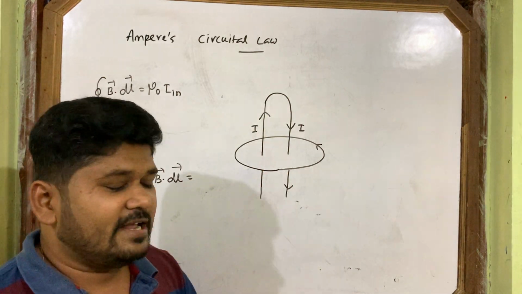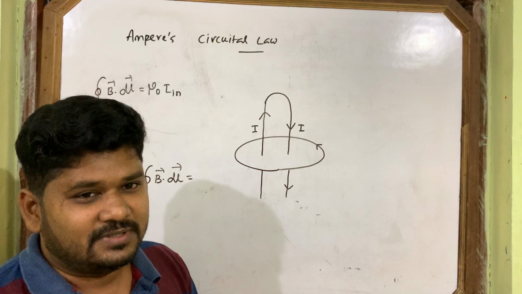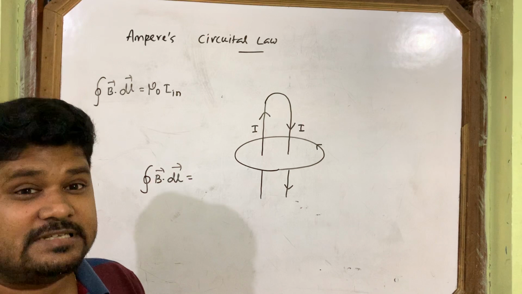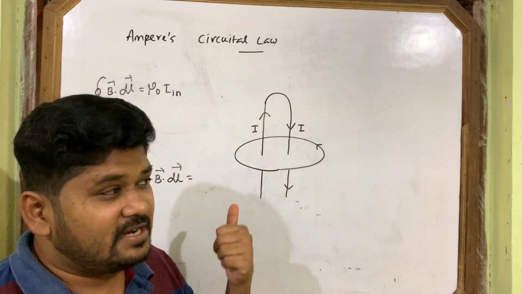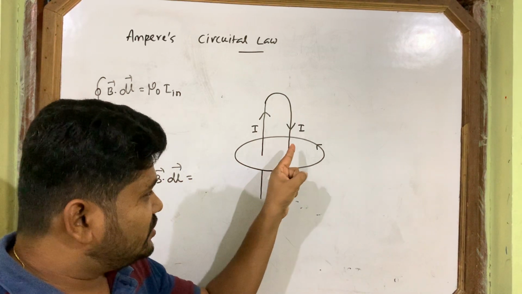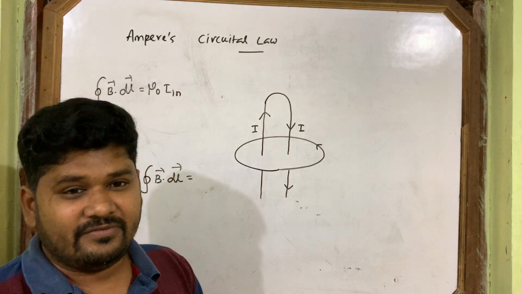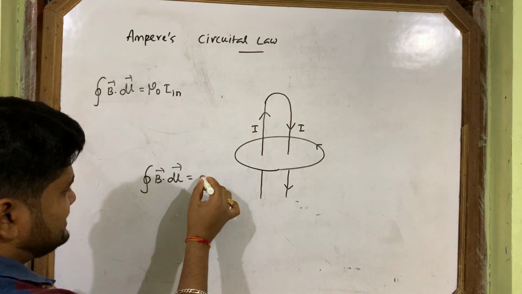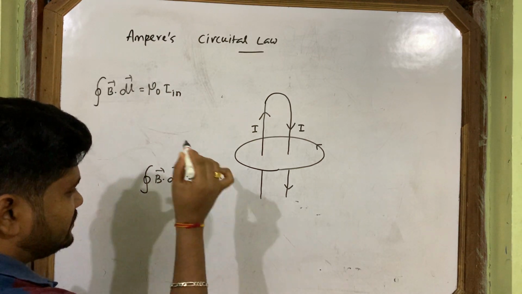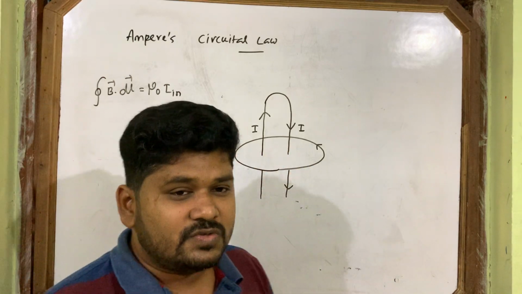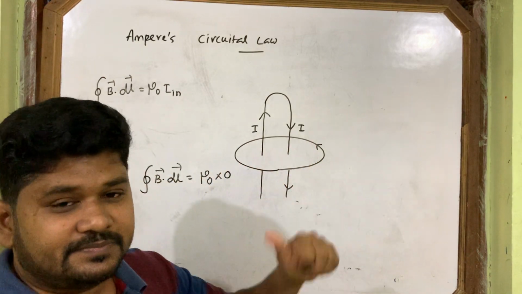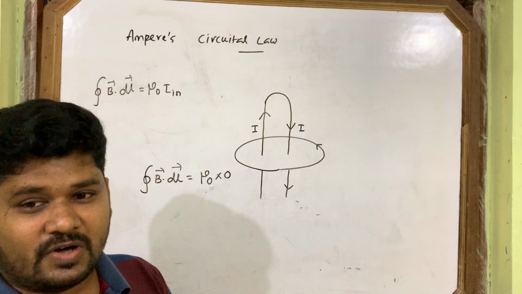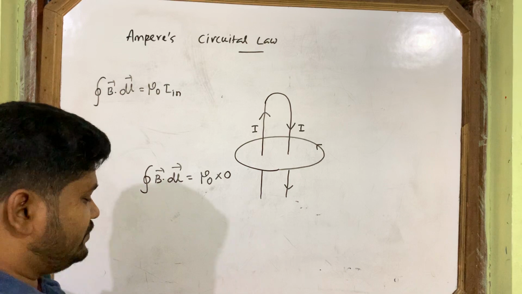What is the total current enclosed by this Amperian loop? How many times did that current pass? Two times, but in opposite direction. If one current is taken as positive, then the other current is taken as negative. So here I minus I, net current is 0. So mu naught into 0. Net current enclosed by this loop is 0. I hope now you are more clear about the current enclosed by the loop.